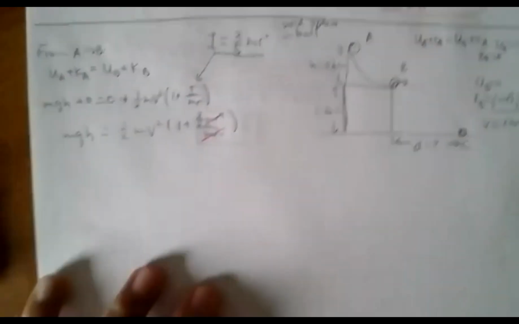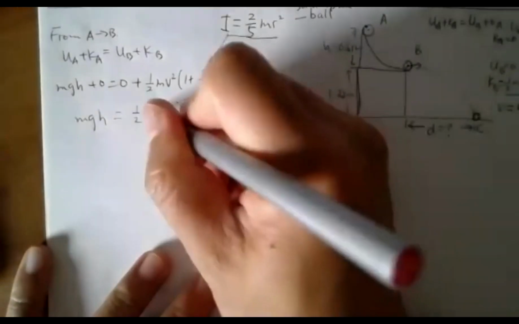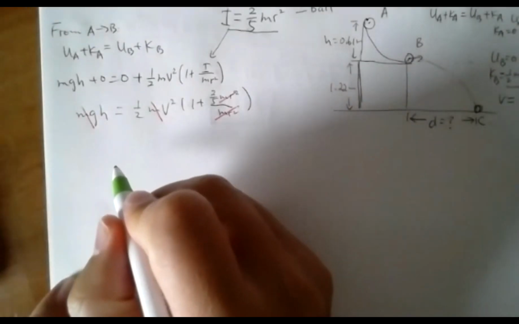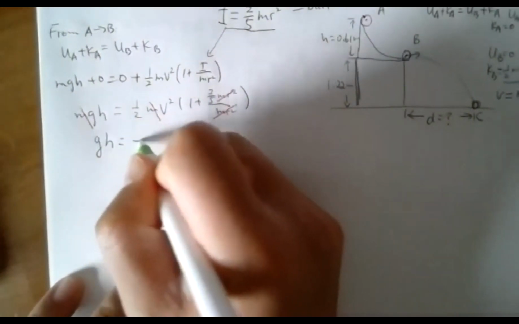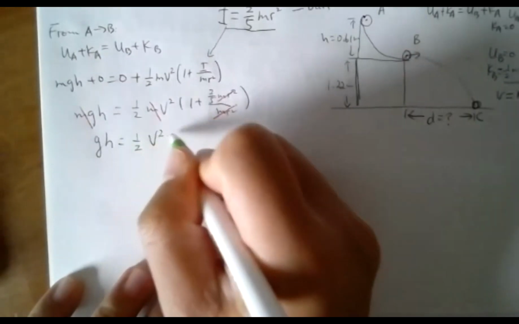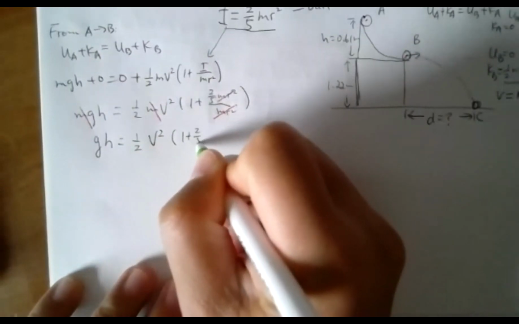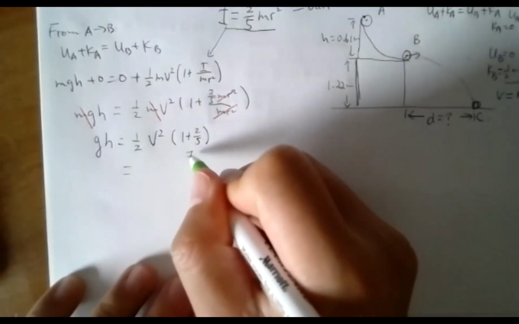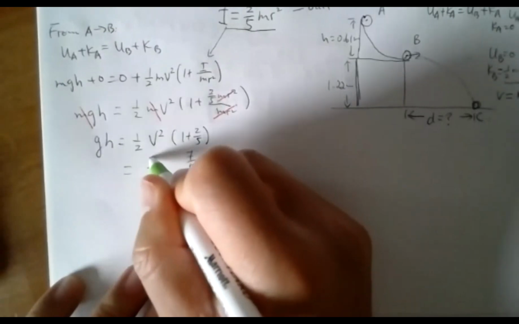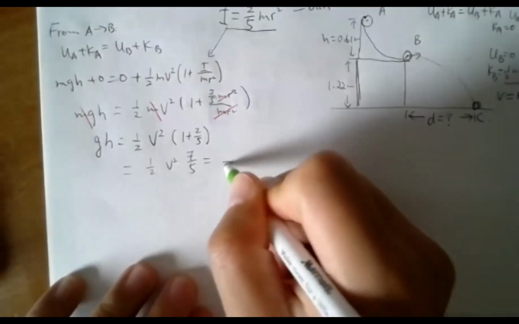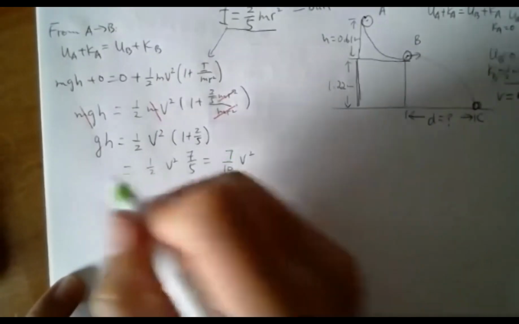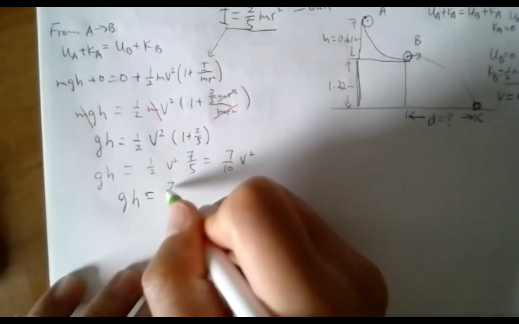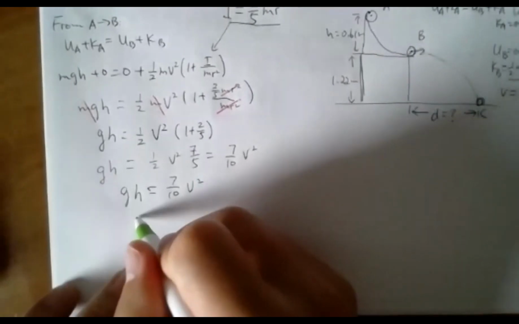So this will cancel out that, and also the mass will cancel out. So then gh is equal to 1/2 v squared times 1 plus 2/5. So this would be 7/5, right, times 1/2 v squared. So that's 7/10 of v squared. That goes to gh, okay? So gh would be equal to 7/10 of v squared.